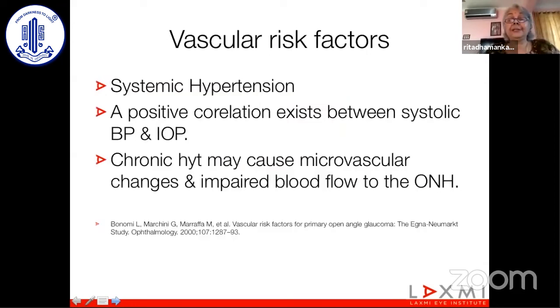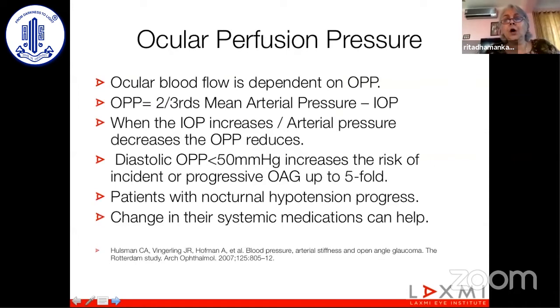Systemic hypertension, we know, has a positive correlation between intraocular pressure and the systolic pressure. Chronic hypertensives may have microvascular changes and impaired blood flow to the optic nerve head. Ocular blood flow is dependent on the ocular perfusion pressure. Now, what is ocular perfusion pressure? It's very easy to calculate. It's just 2/3 of the mean arterial pressure minus the intraocular pressure. Therefore, when the intraocular pressure increases or the arterial pressure decreases, obviously the ocular perfusion pressure is going to reduce.